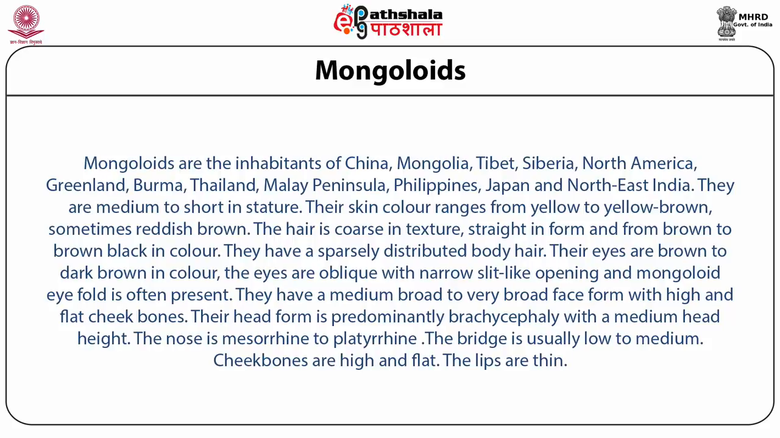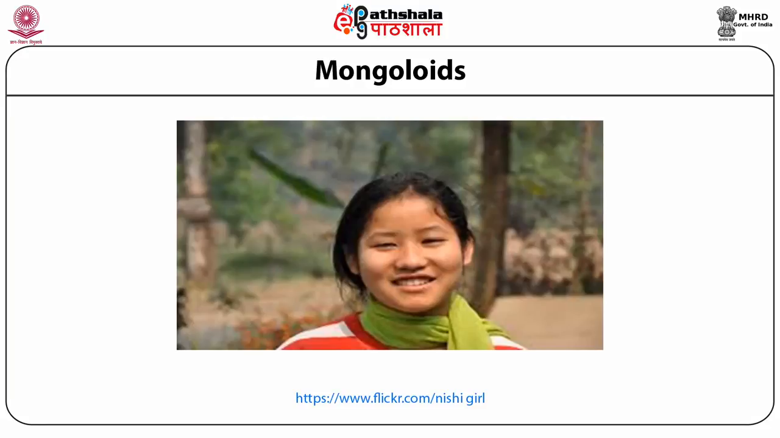They have sparsely distributed body hair. Their eyes are brown to dark brown in color. The eyes are oblique with a narrow slit-like opening, and the Mongoloid eye fold is often present. They have a medium broad to very broad face form with high and flat cheekbones.